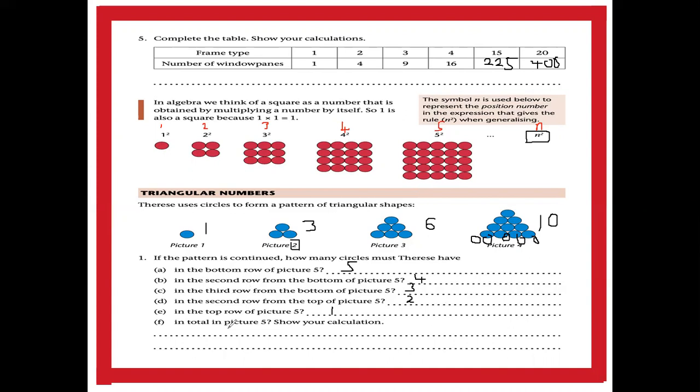In total, in picture 5, show your calculation. So how many would there be? And you just add these up, all the different rows. So it would be 15, because it'll be 5 plus 4 gives us 9, plus 3 gives us 12, plus 2 gives us 14, plus 1 gives us 15.